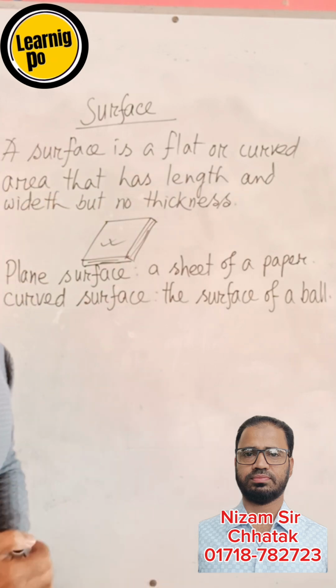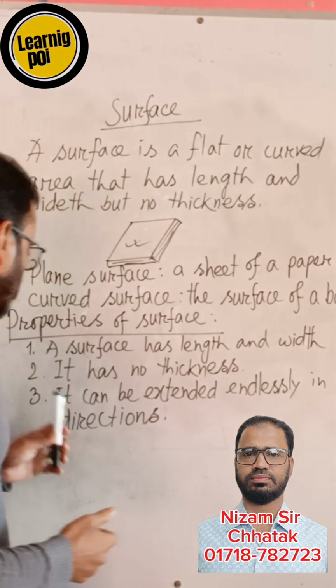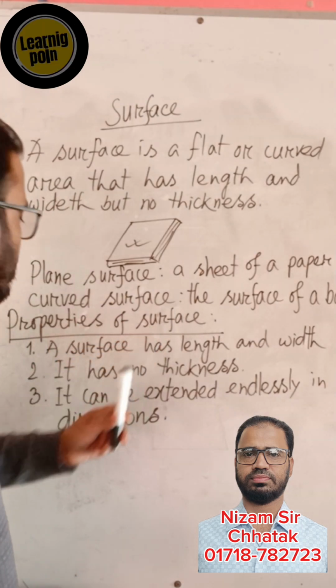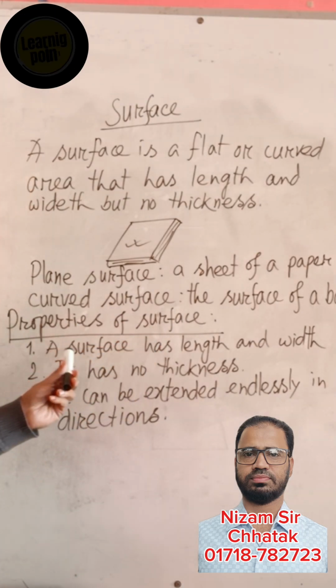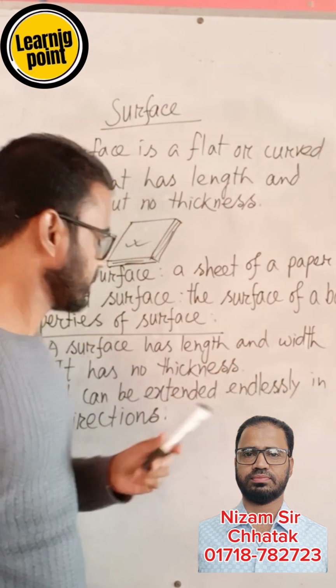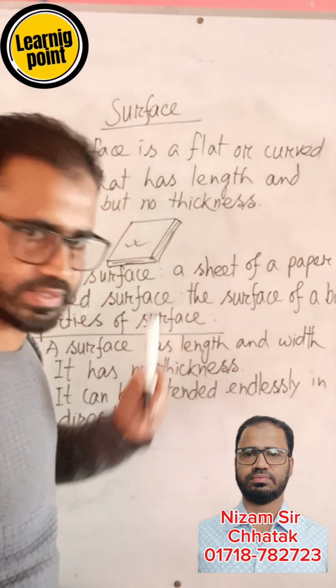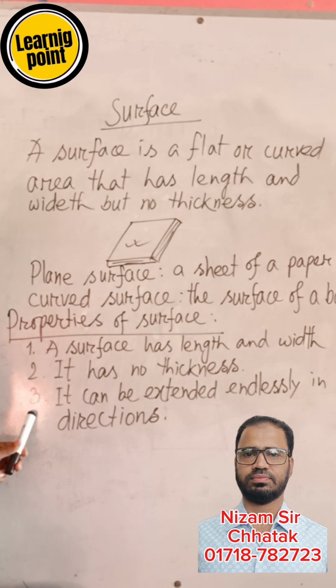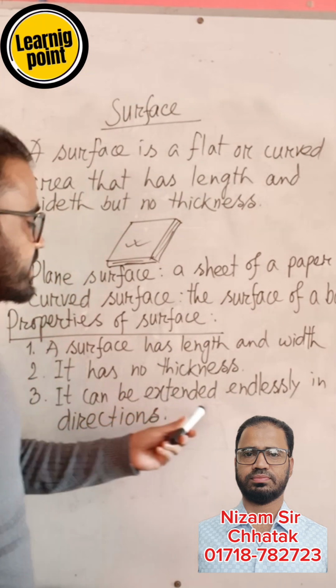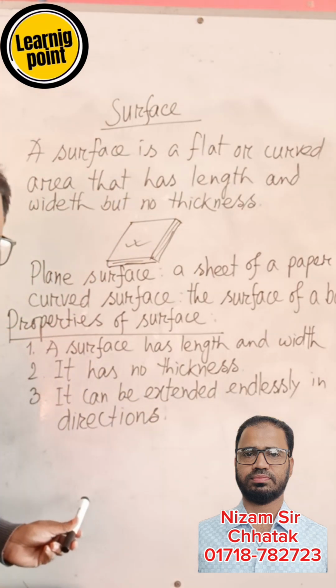Let's learn about the properties of surface. So these are the properties of a surface. Number one, a surface has length and width. Number two, it has no thickness. And number three, it can be extended endlessly in all directions.